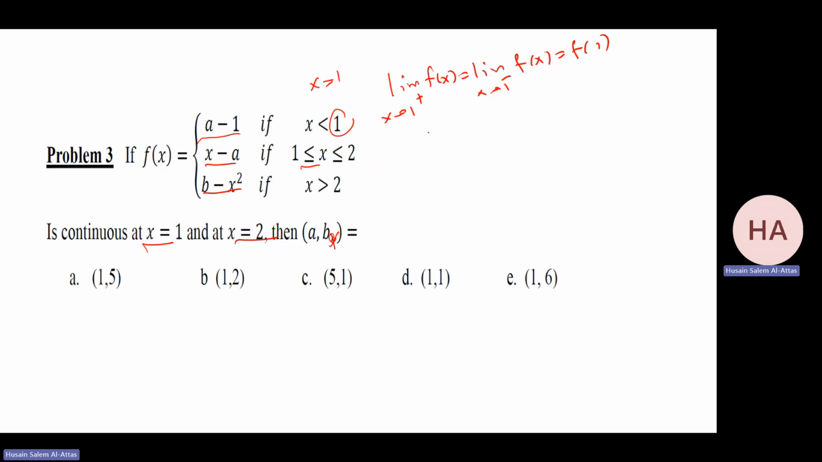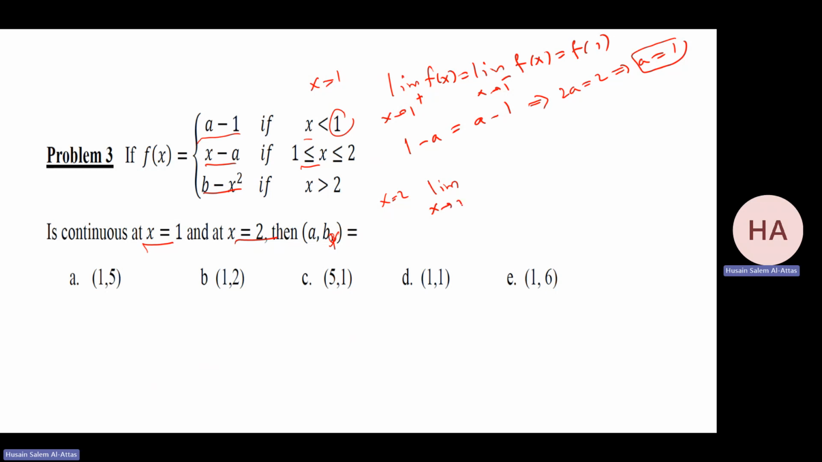From right, I'm here, it will be 1 minus a. From left, I am here, that will be a minus 1. That means what? 2a equal 2, that means a equal 1. Okay. Now do for x equal 2.